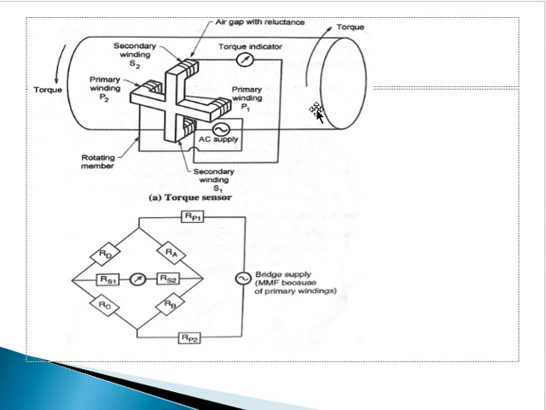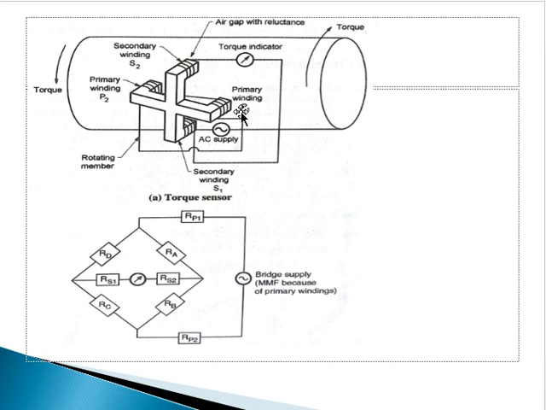Now if you see the assembly for this, this is the rotating body whose torque is to be measured. In this diagram, two primary windings and two secondary windings are connected. Generally the supply is given to the primary winding, and this magnetic flux is coupled to the secondary winding. If you have clear concepts of electromagnetics, you may understand what I am telling you.